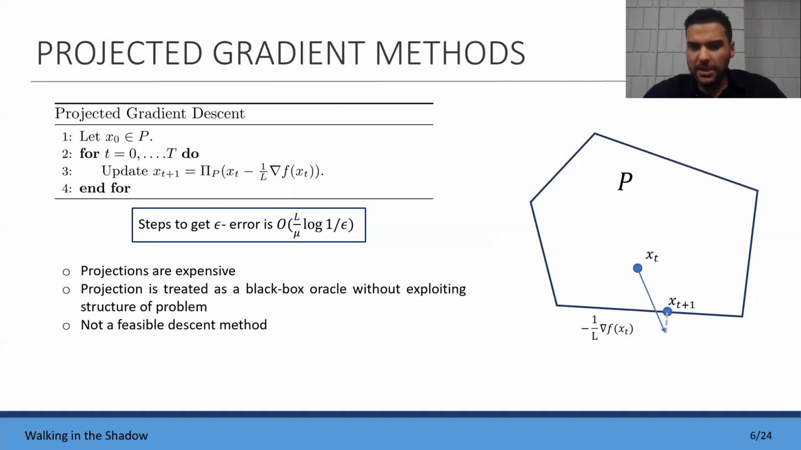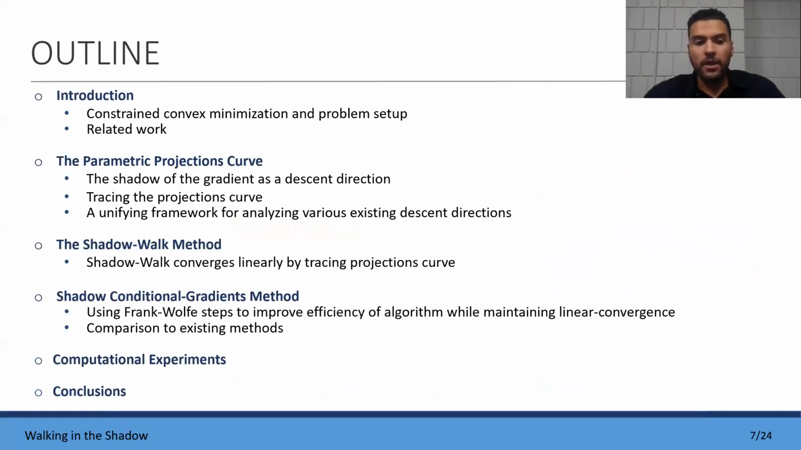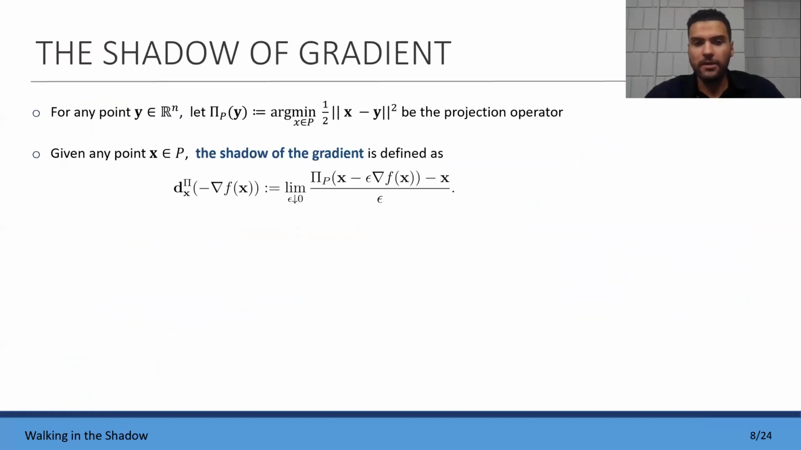We see here that this PGD algorithm does really well and has optimal convergence rates. So in this talk, we asked the question, can we use that framework to deduce what the best feasible descent directions are and improve upon the convergence rates of CG variants? And to do that, we're going to need the parametric projections curve. But first, we're going to define the shadow of the gradient, hence the name of this talk.